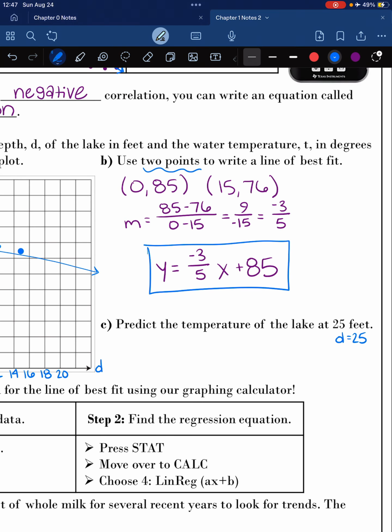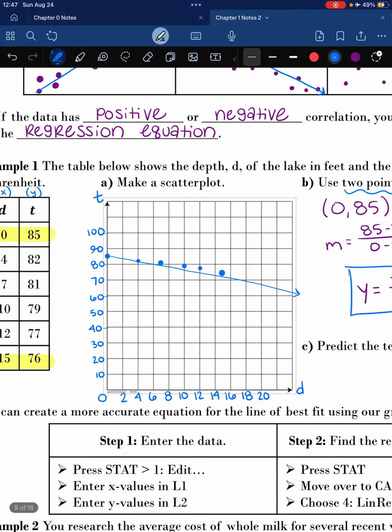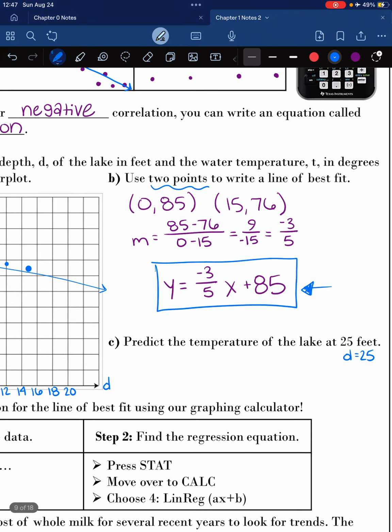So I'm going to go ahead and plug in the 25 for, oh, and you know what? I used x and y in this equation, but my data was in terms of d and t. So maybe I should go back and let's rewrite this where t is my dependent variable and d is my independent variable. There we go. So that makes it a little more natural to plug these values in.